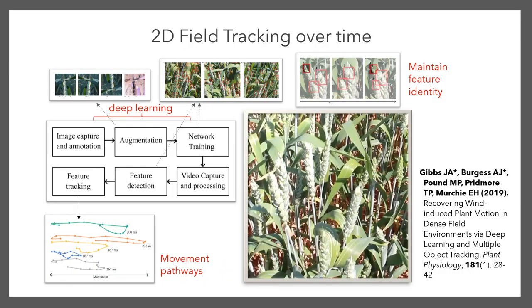So we first started looking at this using 2D field tracking over time. So this approach used deep learning to detect ear tips within wheat. This is a modified YOLO deep learning network, which uses augmentations of the wheat ears to build up the data set. The network was trained.